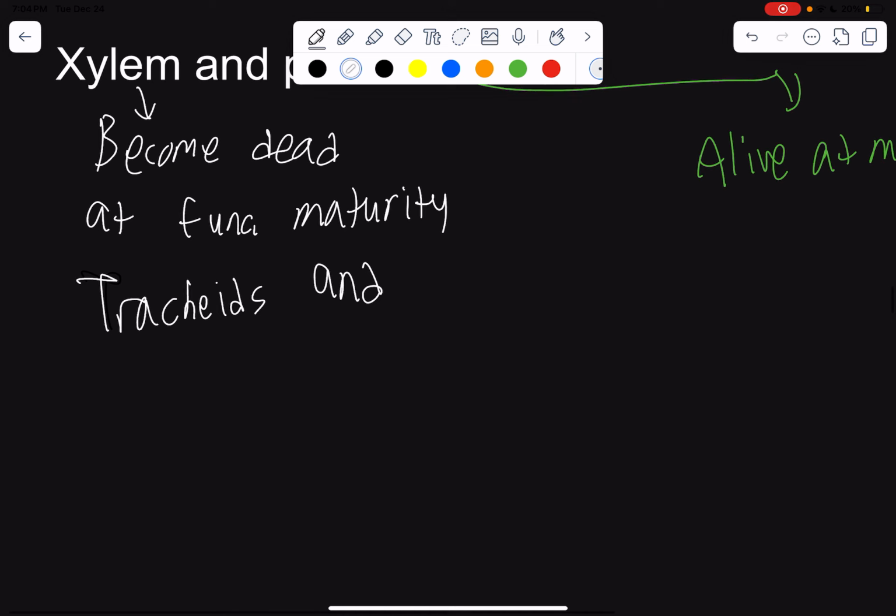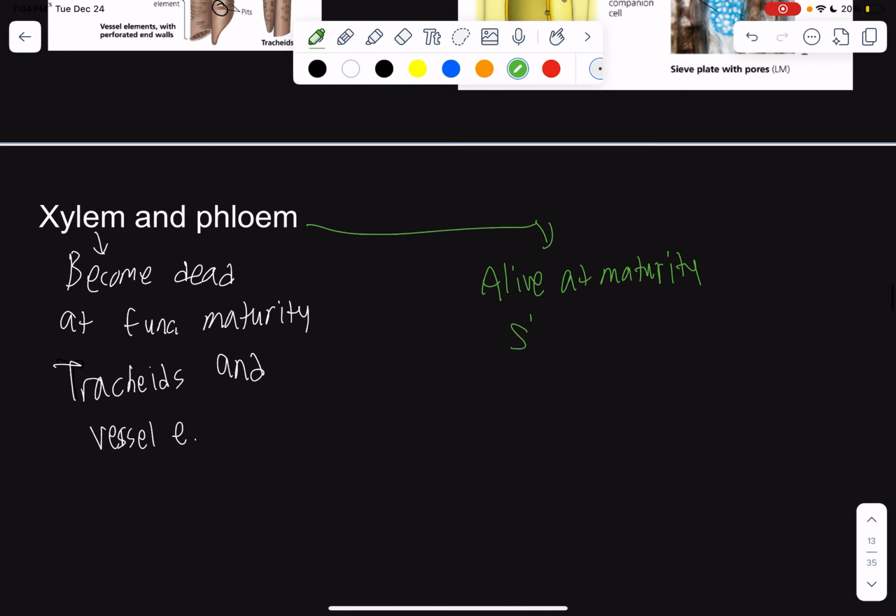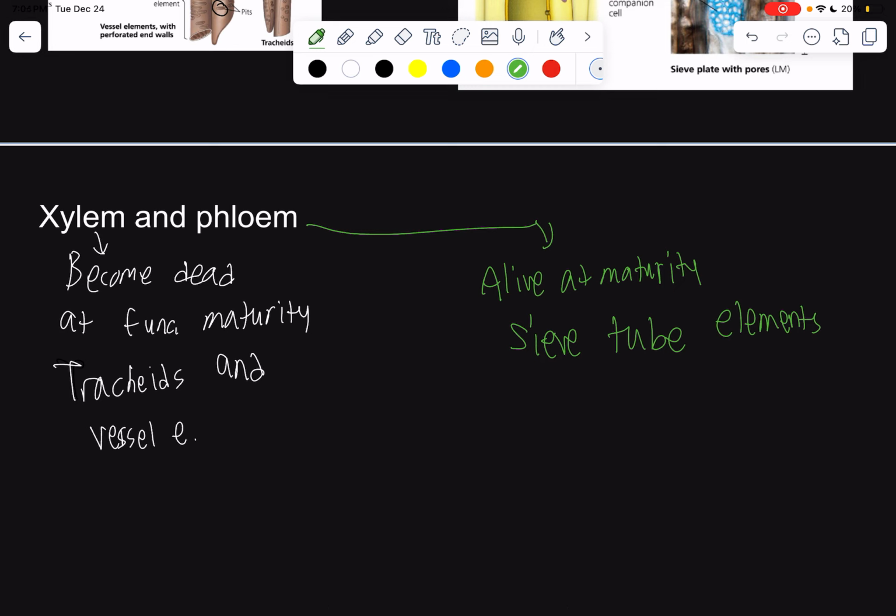And vessel elements. And so the phloem is, again, alive at maturity. The phloem has sieve tube elements. And unlike the water-conducting cells of the xylem, sieve tube elements, in seedless vascular plants, sugars and other organic nutrients are transported through these long, narrow cells called sieve cells. And though alive, they lack pretty much everything about a cell that we know about.